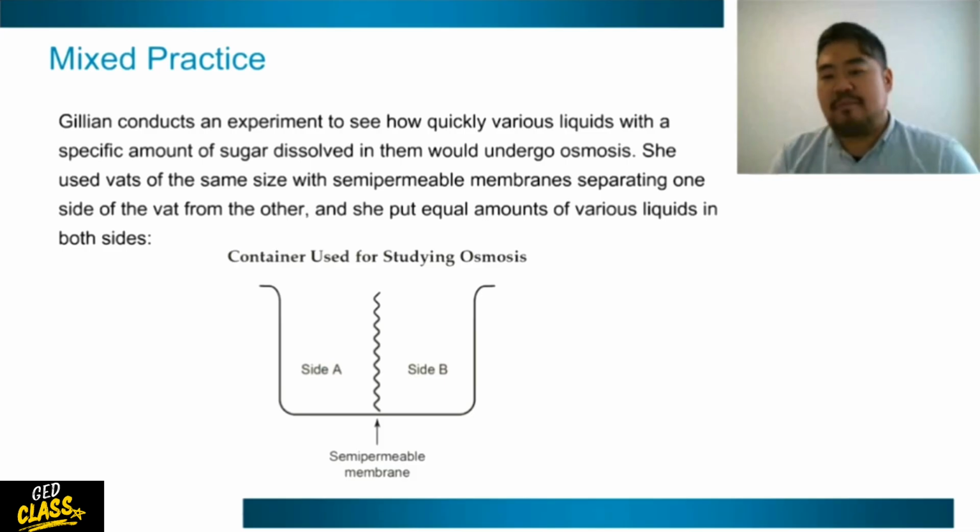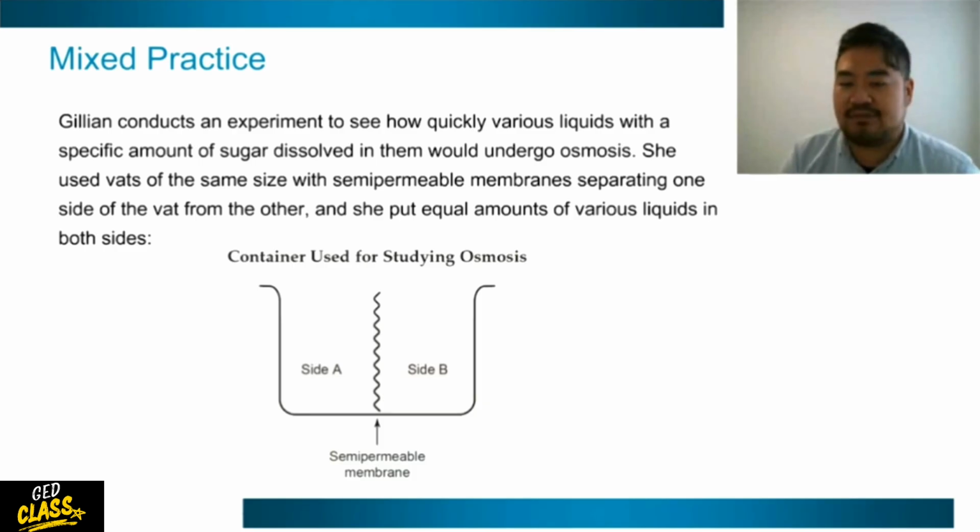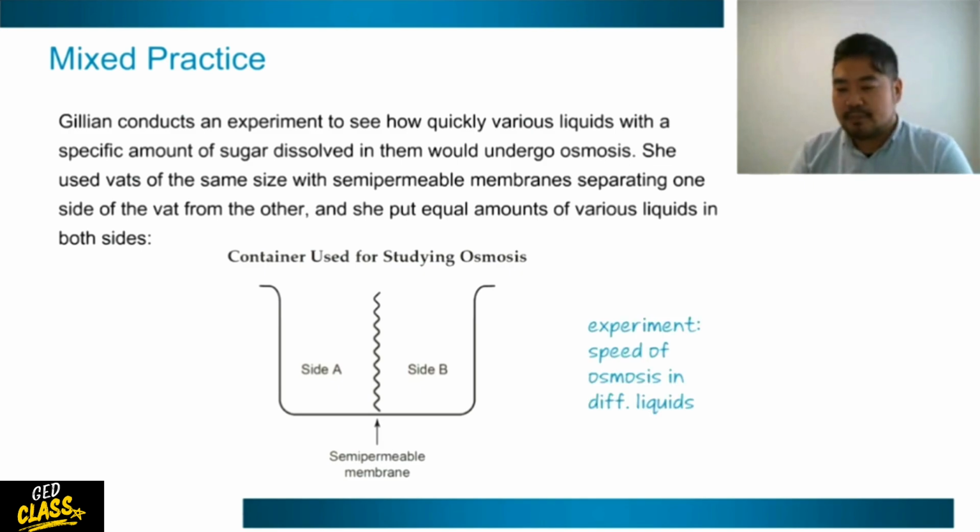Jillian conducts an experiment to see how quickly various liquids with a specific amount of sugar dissolved in them would undergo osmosis. She used vats of the same size with semi-permeable membranes separating one side of the vat from the other, and she put equal amounts of various liquids in both sides. So notice here we have this container used for studying osmosis. That squiggly line in the middle is our semi-permeable membrane, and we have side A and B of this container. And our experiment is to see the speed of osmosis of various liquids in both sides.